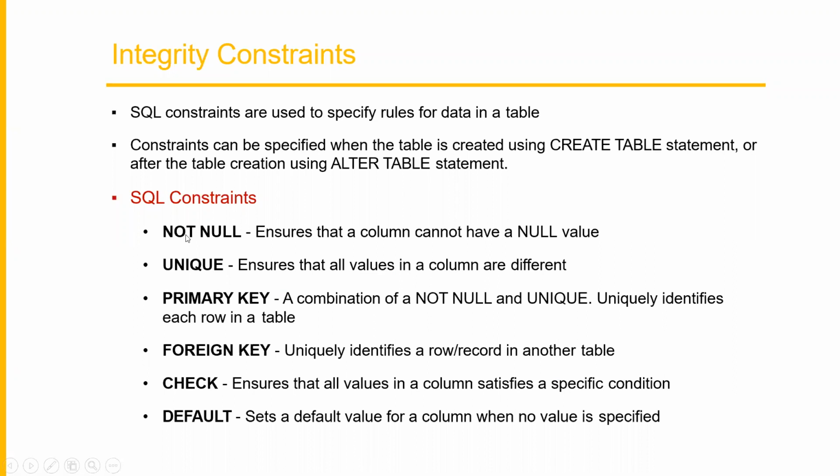You can see it here. Not null is one constraint which ensures that a column cannot have a null value. When we create a table, we specify the column, data type, and data size for each column we want to define. Along with that, if we want that column to definitely be given a value, then we can specify that column as not null.